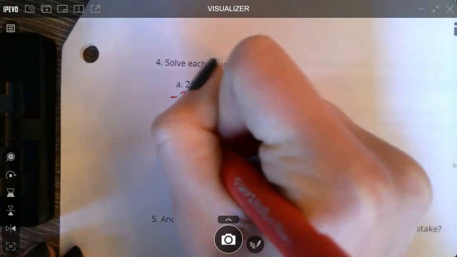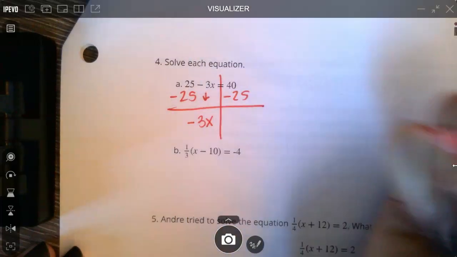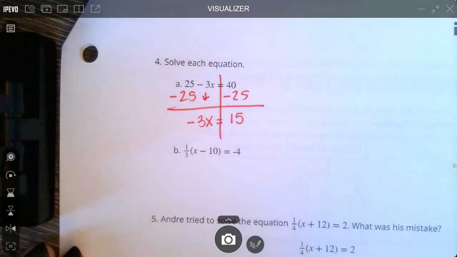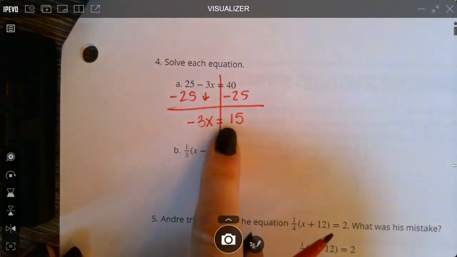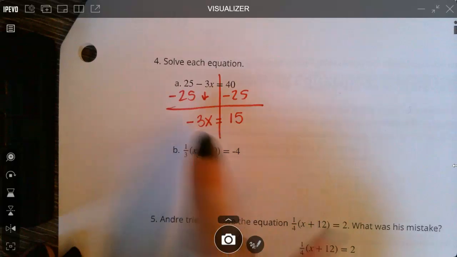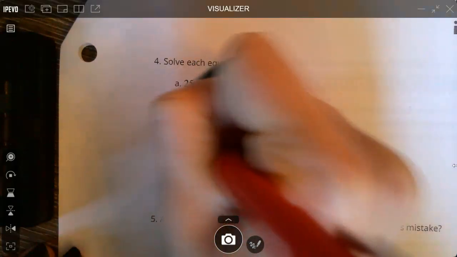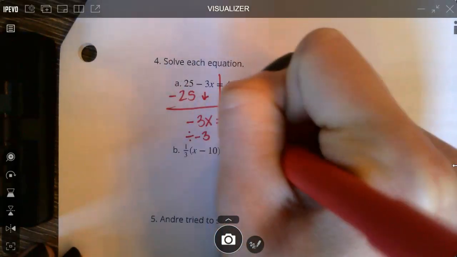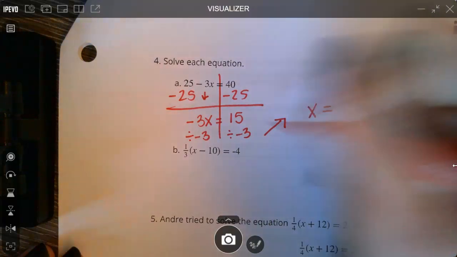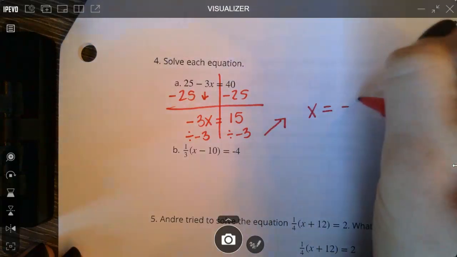All that's left is subtracting a 3x, or a negative 3x, is equal to 15. So now I've got negative 3x is equal to 15. Well, I know if I have a positive divided by a negative, my answer has to be negative. So divide by a negative 3, divide by a negative 3. Just going to put an arrow over here. X equals 15 divided by a negative 3 is negative 5.